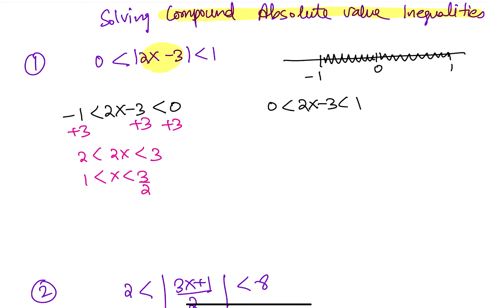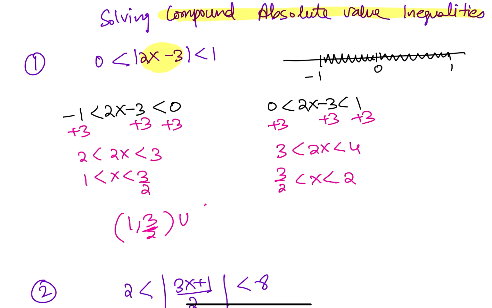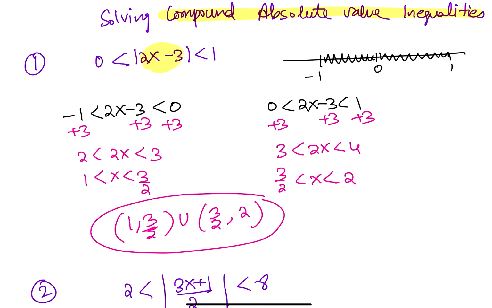So x can lie between 1 and 3 halves, or the other option was that x can be between 0 and 1. 2x minus 3 is between 0 and 1. So when we solve that side, we divide everything by 2, 3 halves to 4 divided by 2 is 2. So my number x can lie between 1 and 3 halves, or it can be between 3 halves to 2. And that's going to be the solution to this inequality.